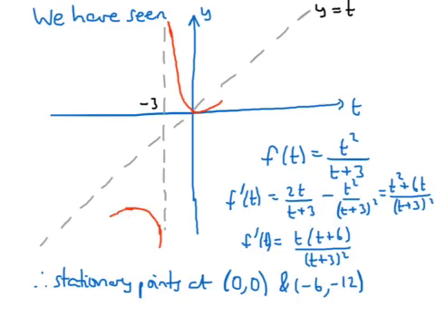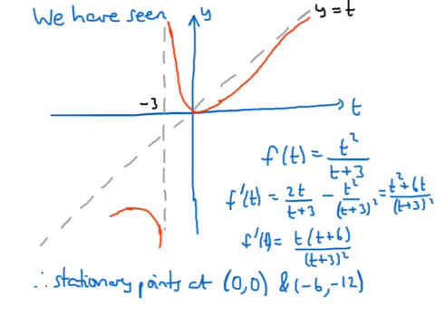These are the only two stationary points. So that means that our function cannot turn over again because there would have to be another maximum value. And we've seen that the function approaches y equals t for very large values of t. So it must be the case that our function does something like this.